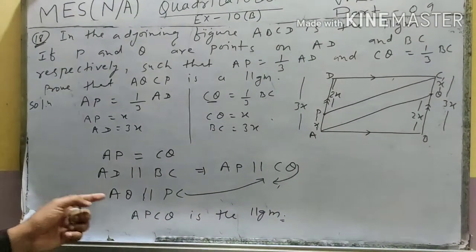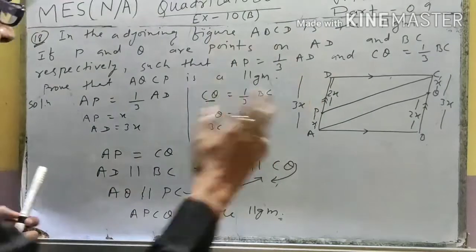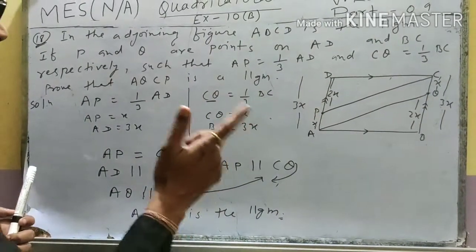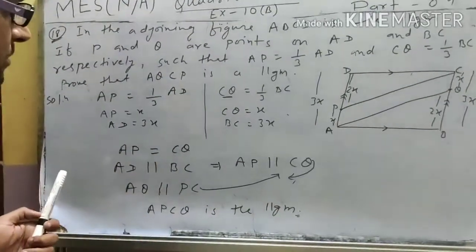Okay, student. Here, student, we can take it in another way also. Okay, what is the other way? Other way is if suppose AD is equal to x.